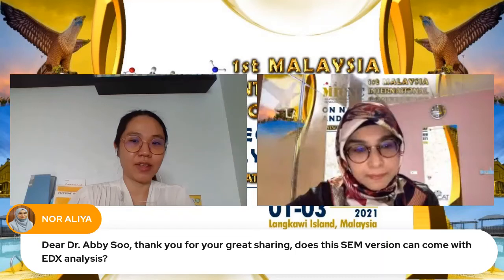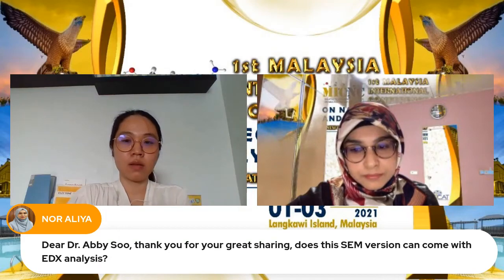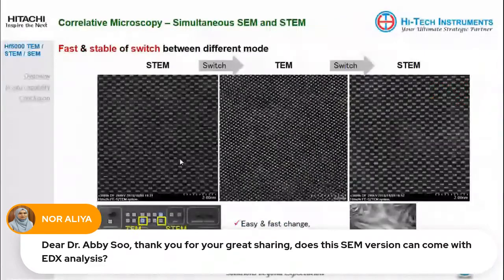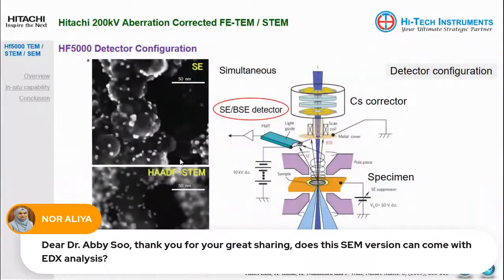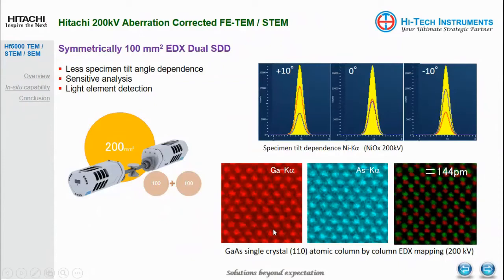Oh yes, definitely yes. For the EDX analysis, you can have either the single detector or the dual detector. But in order to get a very good atomic resolution, we suggest the double detector here, the dual detector. So that is one of the results with the atomic resolution EDS mapping.